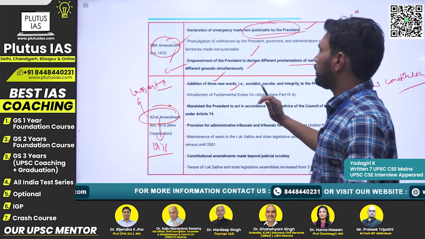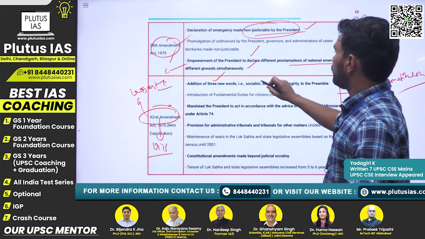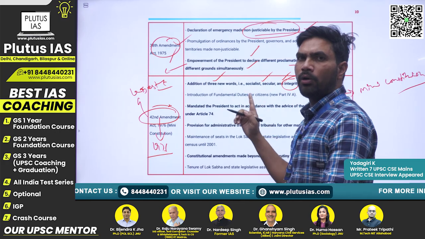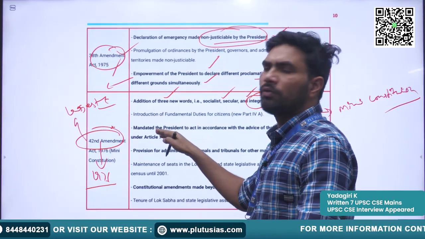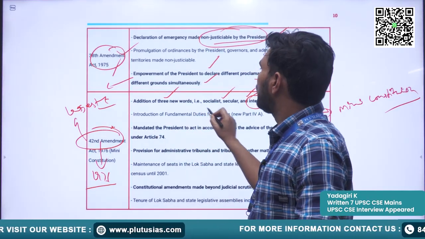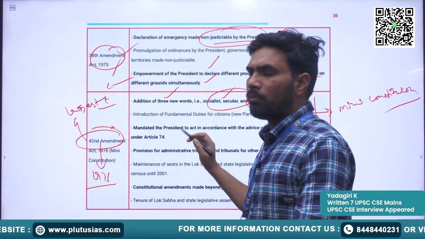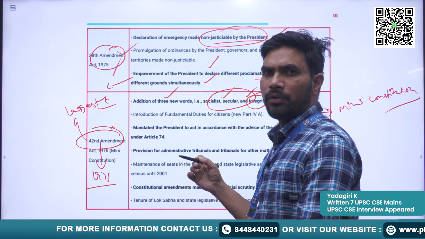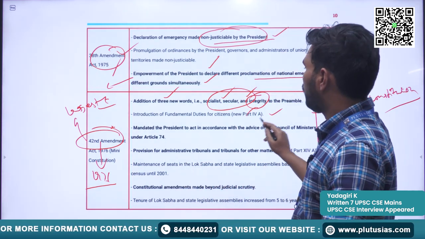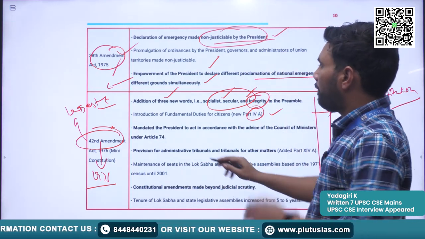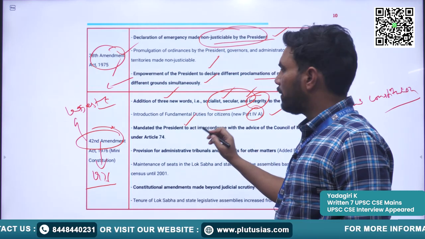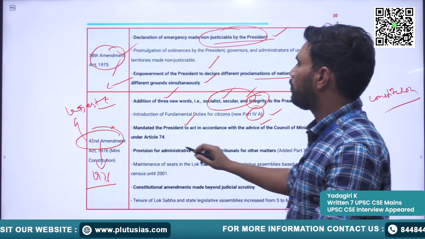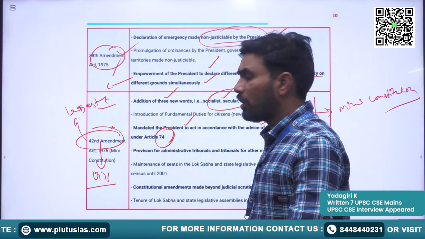First, addition of three words in the preamble of the Constitution: socialist, secular and integrity. So we have understood that the preamble is amended once, that is through the 42nd Amendment Act, and the three words have been added to the preamble of the Constitution. Similarly, addition of the fundamental duties to the Constitution in Part 4A. This amendment also made the president act in accordance with the advice of the Council of Ministers under Article 74.